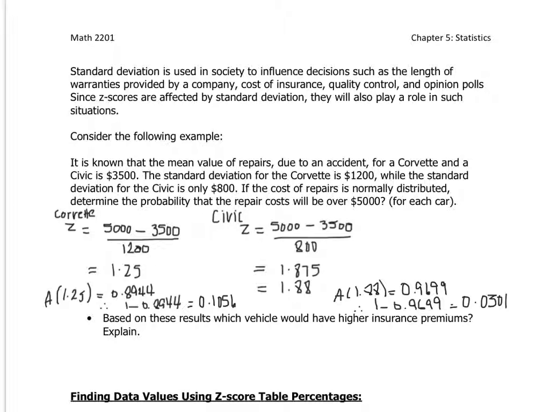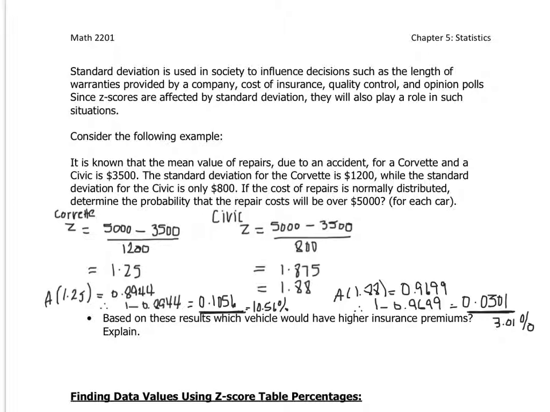So if we look at it in terms of percentage, the probability for the Corvette to cost more than $5,000 for repair would be about 10.56% if we convert this decimal to a percentage. And for the Civic, there would be about a 3.01% chance that the repair cost would be over $5,000 each.